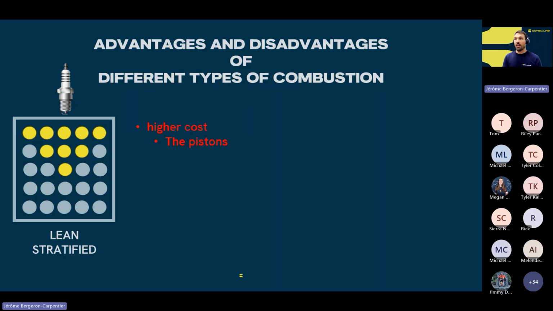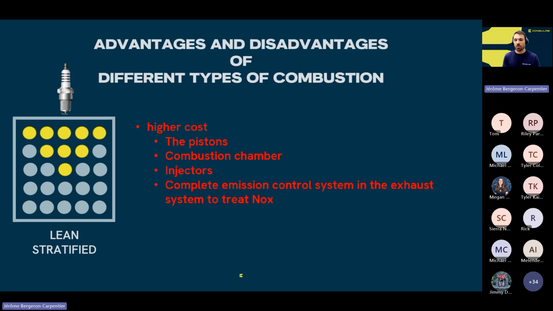We do need to have some different pistons, a different combustion chamber, injectors, and a complete emission control system in the exhaust to treat the NOx. So those components aren't cheap. Basically, the cost related to that system is really high. The complexity is really high.